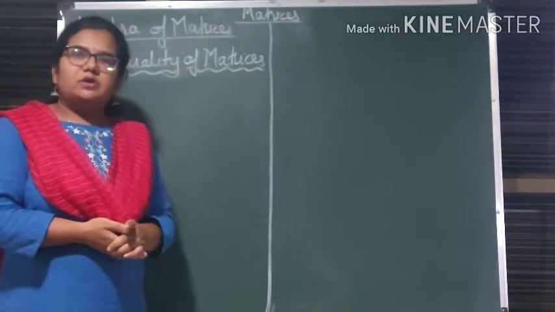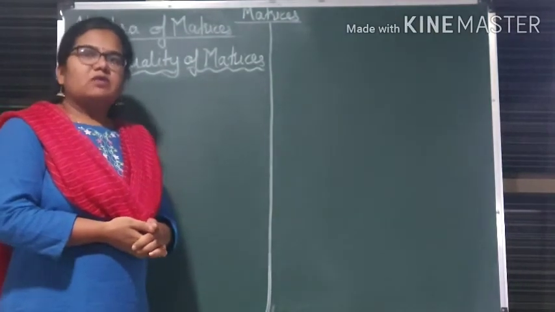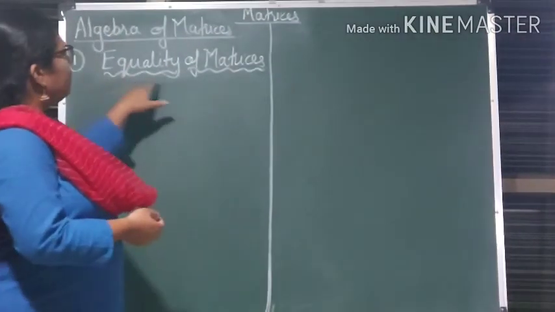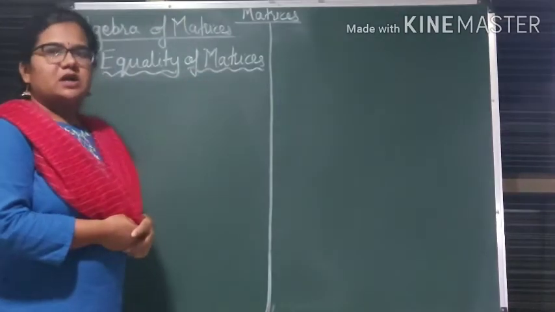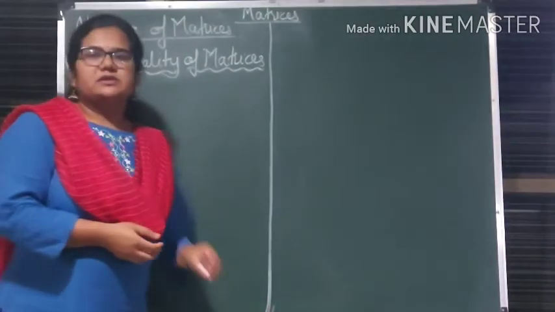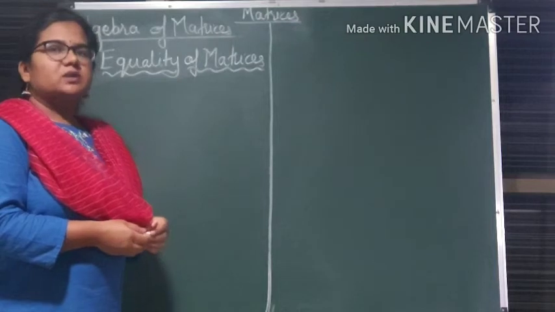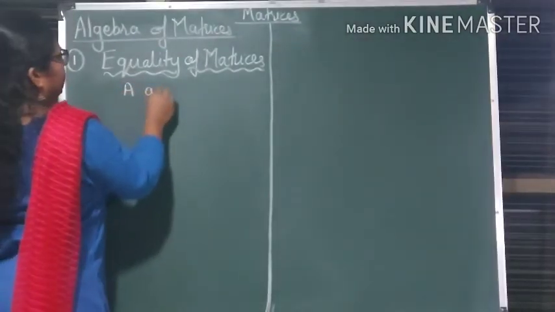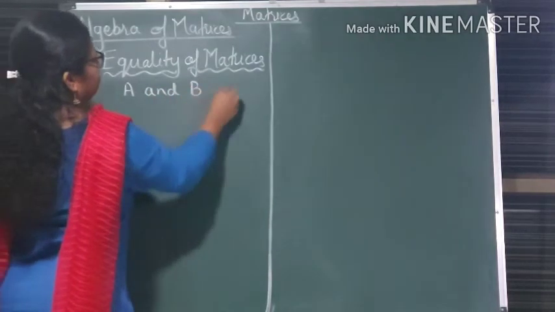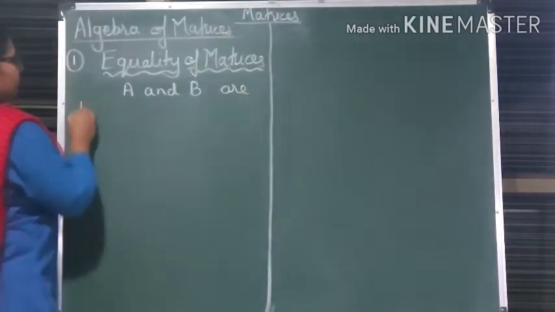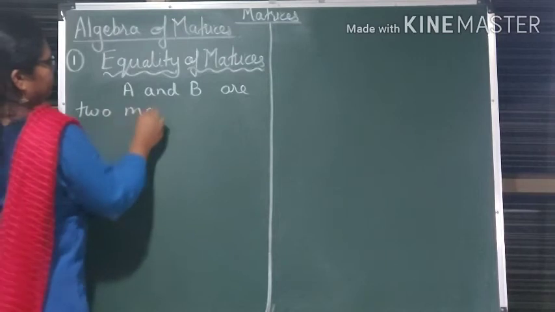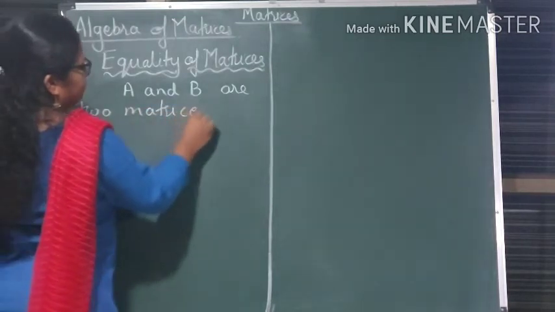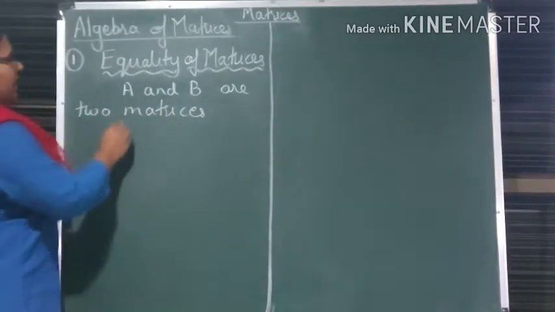Now, in algebra of matrices, the first thing you are going to study is equality of matrices. What is equality of matrices? When will two matrices be equal? So, A and B are two matrices. Okay, we will take two matrices A and B.